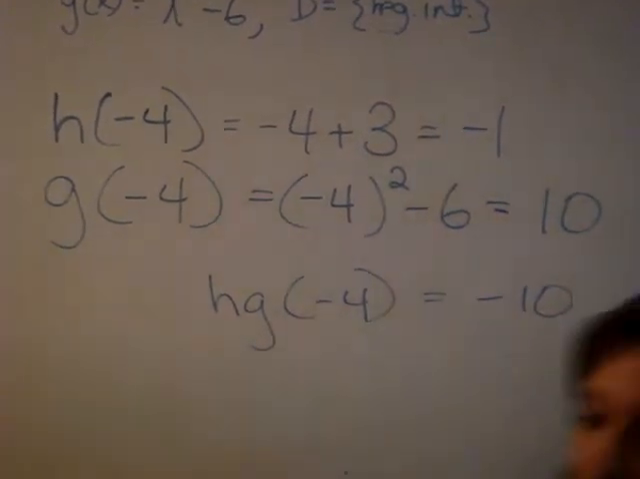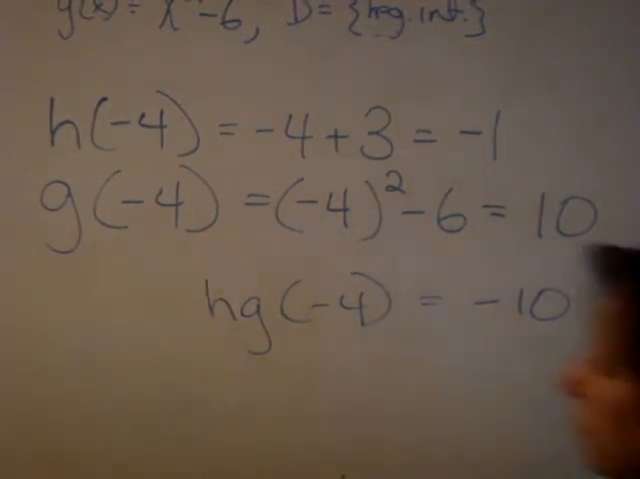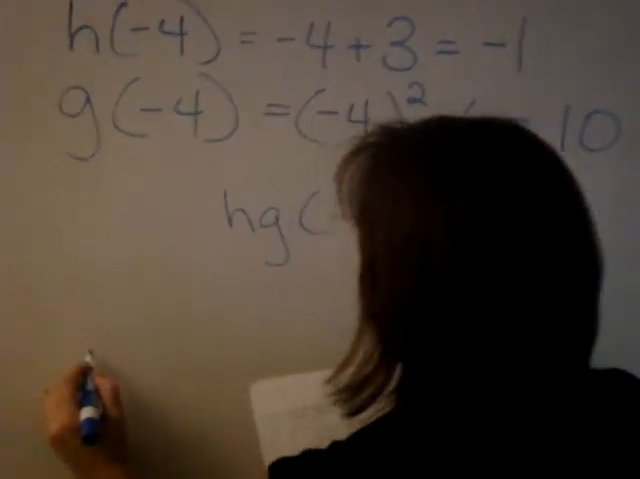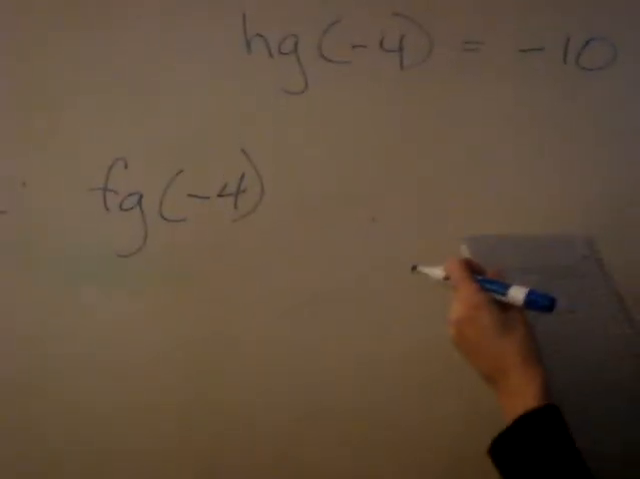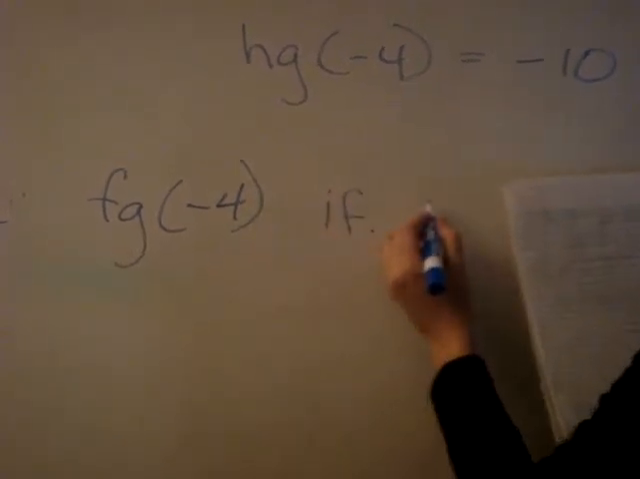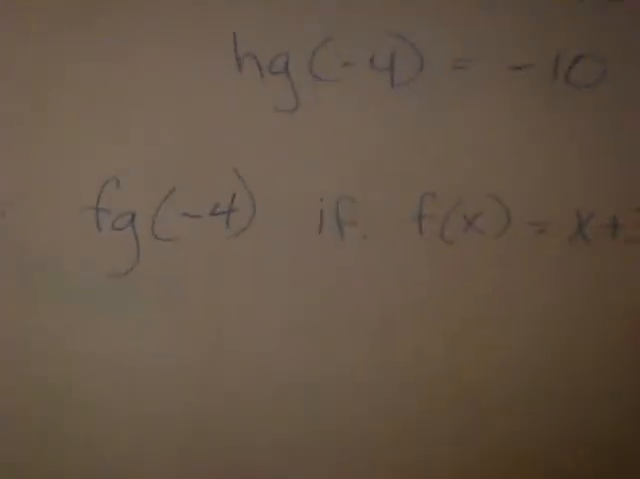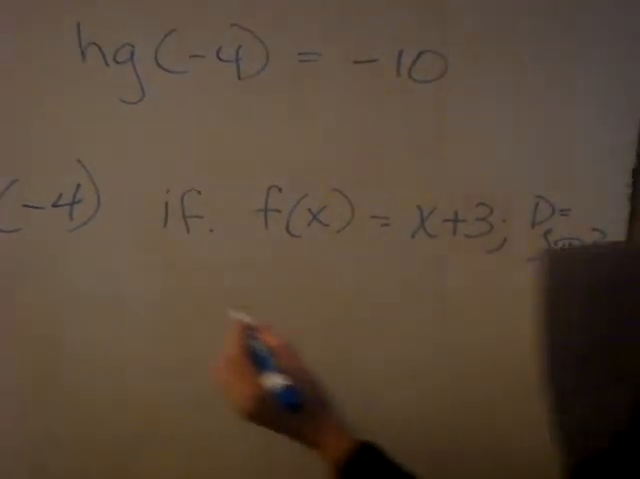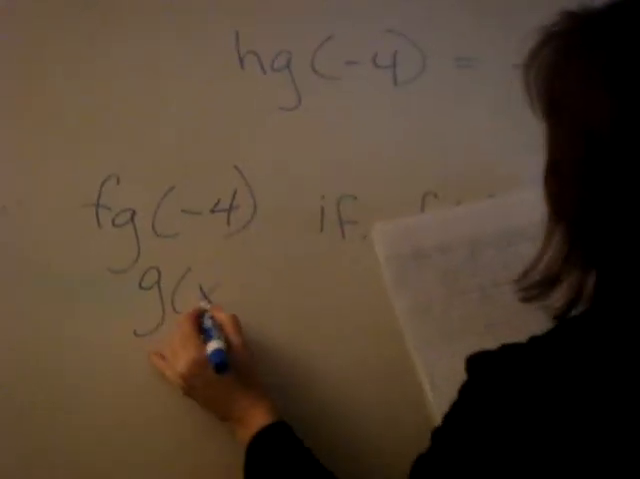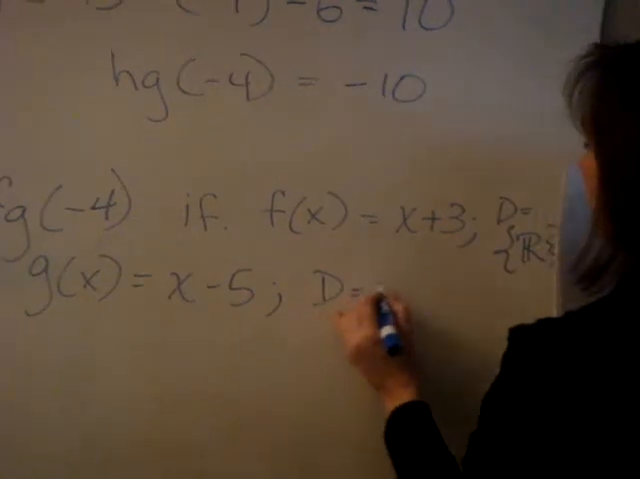Let's do one last quick problem. Example 4. Find f of g of negative 4 if f of x equals x plus 3, domain is the real numbers, remember that funny R means real numbers, and g of x is x plus x minus 5, and the domain is the positive integers.